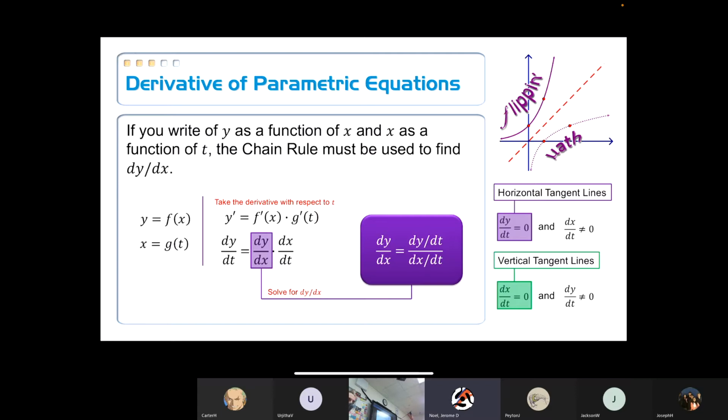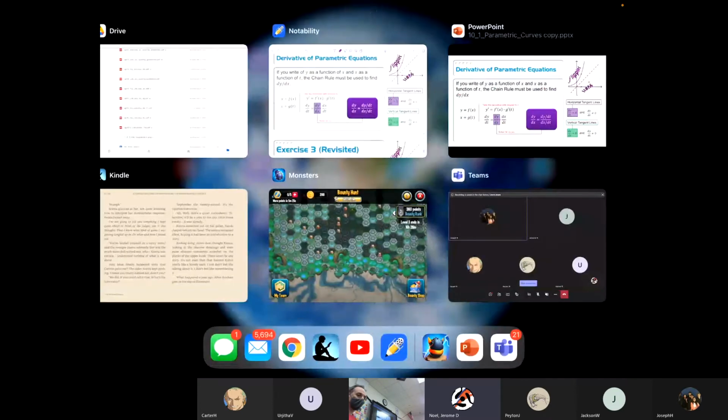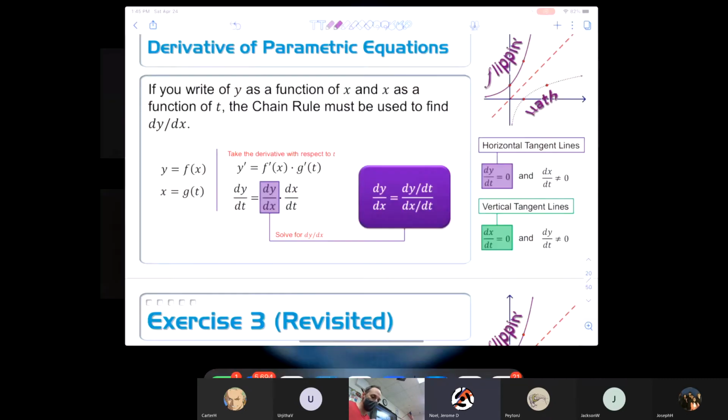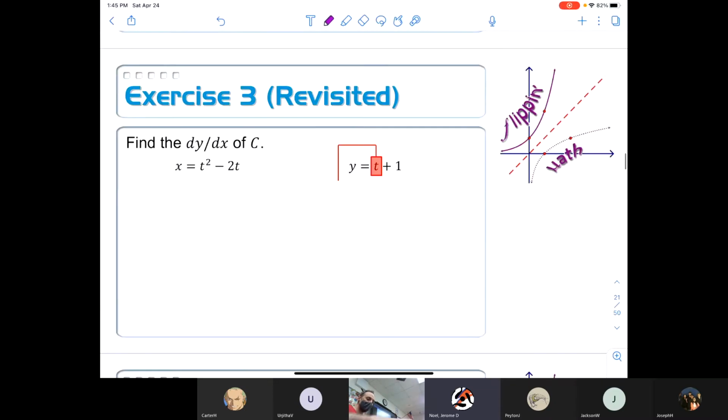All right, so then let's go back to that problem that we found, the kind of sideways parabola. We found its derivative, but it was after we had eliminated the parameter. So let's try it with this definition here. Right here, let's find the derivative of y with respect to x.